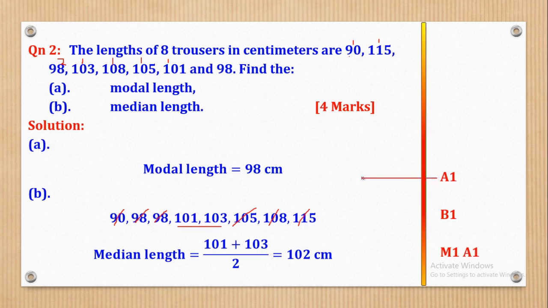Now let's see how marking can be done. The first mark is this one stating the modal length, and the second mark will be this part of crossing out, and the third mark will be getting the average, then lastly your final answer in centimeters. Note that word centimeters because in the question we are given centimeters. So that's how the 4 marks can be got.